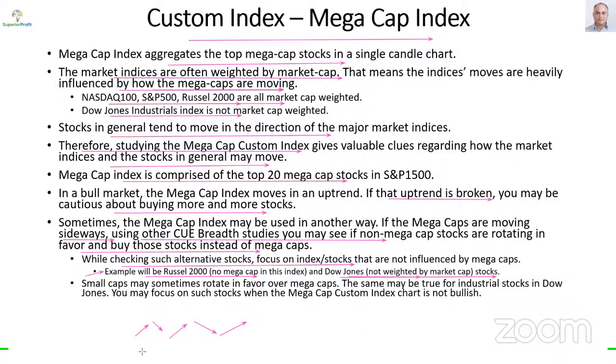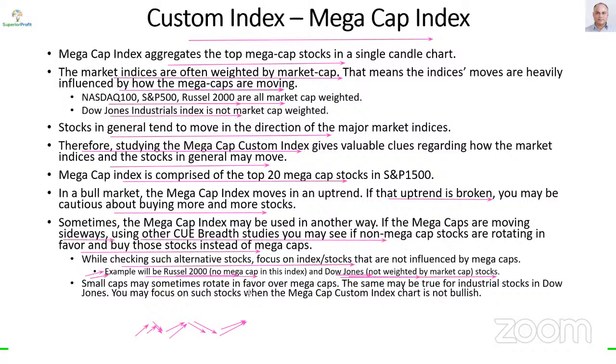See, even if mega caps are moving sideways as seen by the custom index, is there internal strength in Russell 2000 or Dow Jones? If so, then we may focus on buying stocks that are small cap or that are industrials. That's how we may combine the insight from different market breadth layouts to come to a very useful trading decision at the market level or kind of stock level, small cap or industrials.